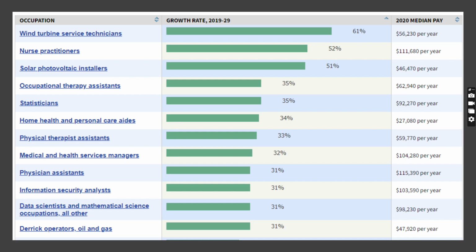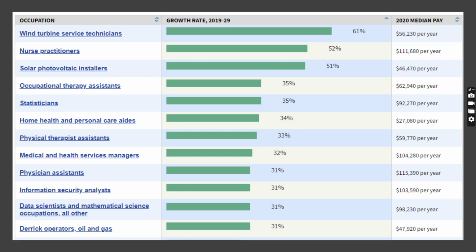So wind turbine service and technicians, right? More green energy, more wind generated energy. We're going to need people servicing all those machines. Nurse practitioners, a lot of old people. The people are getting old, right? We got more old people than ever, thanks boomers. And so we got to have more nurses, okay?